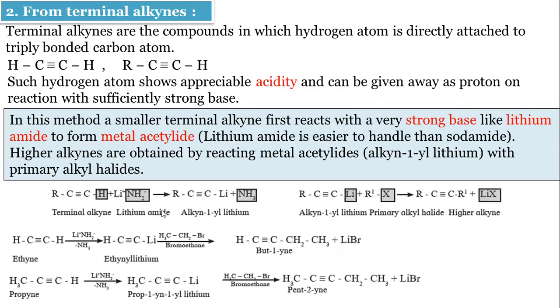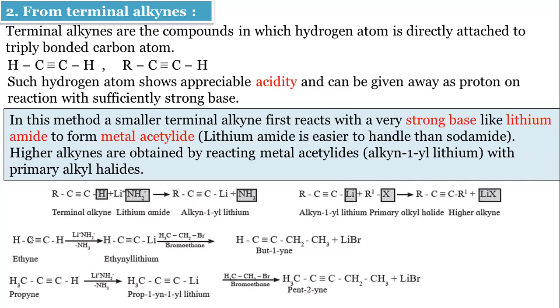Lithium is a metal, so that's why the common name of this compound is metal acetylide. These compounds are formed. See here, lithium is there and NH3 is removed. Then this metal acetylide, also called alkynyl lithium, reacts with another alkyl halide. RX is another alkyl halide. So lithium will combine with this X, and this R' will be bonded to this carbon.